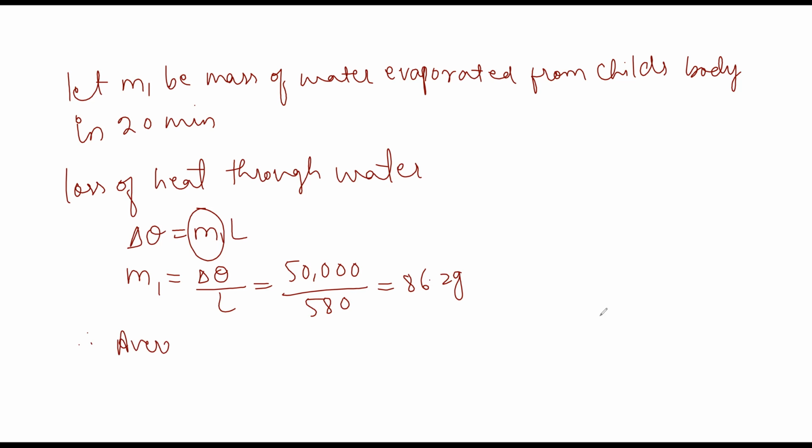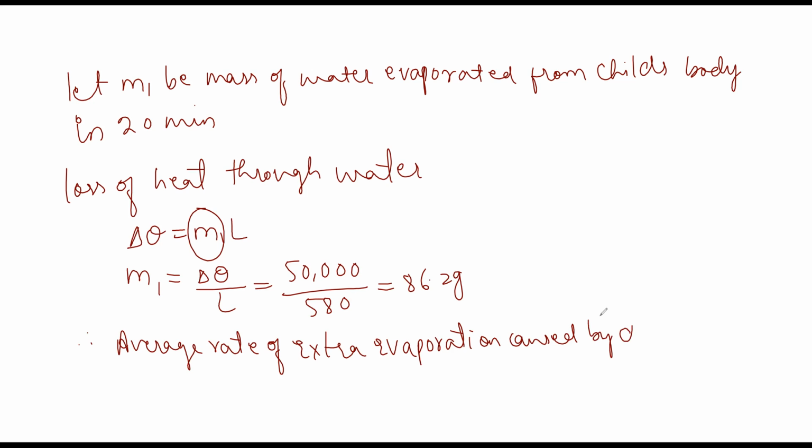So next, the average rate of extra evaporation caused by the drug is given by M1 divided by T. So that is calculated as 86.2 divided by 20. Then how much do we get? 4.3 grams per minute. That is the average rate of extra evaporation caused by the drug.